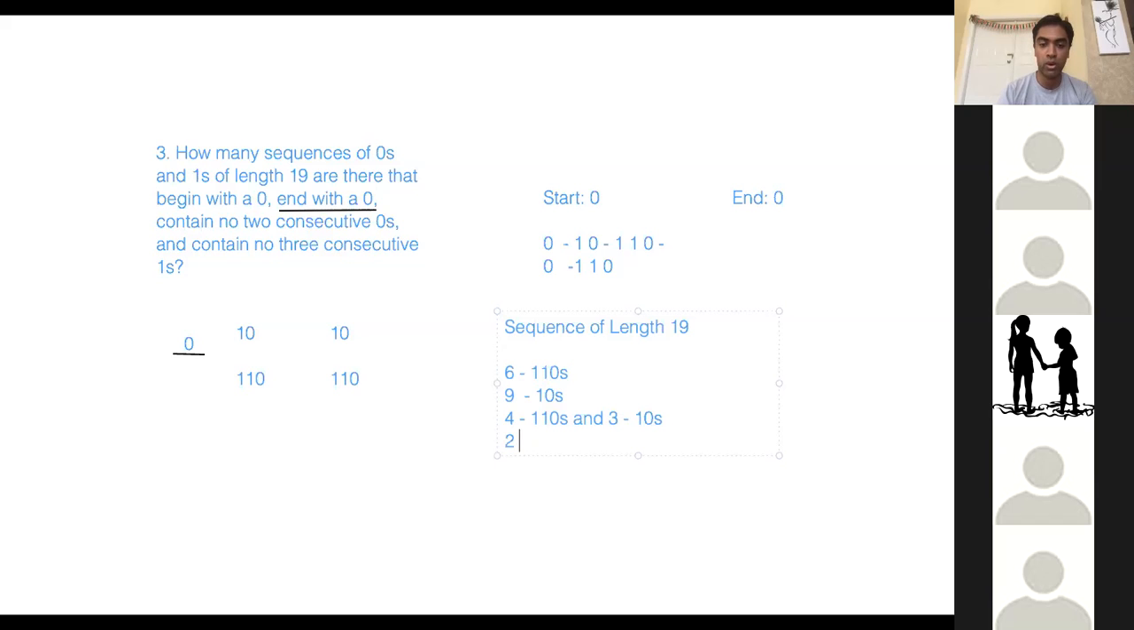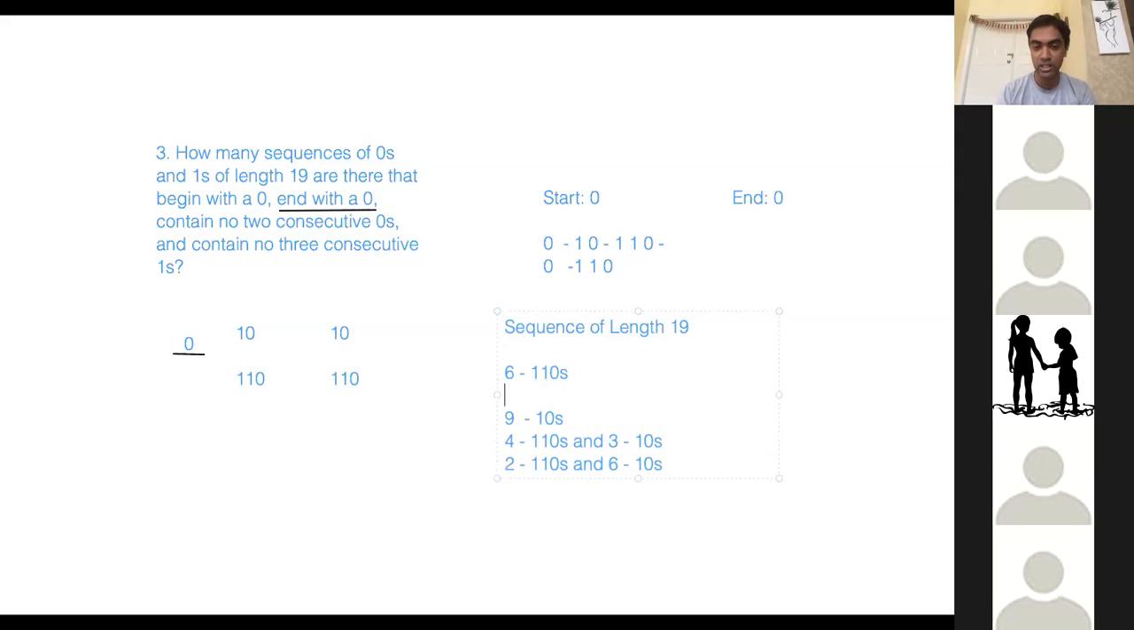What if I have two 1-1-0s? How many 1-0s would I have? 6. Good. Okay, so these are actually all the possible cases. Now we have to think about the number of sequences that satisfy this.